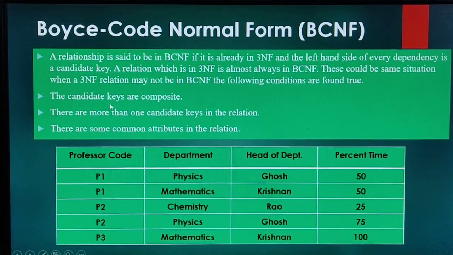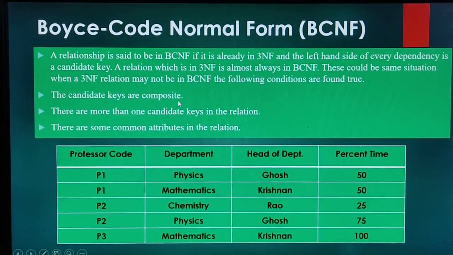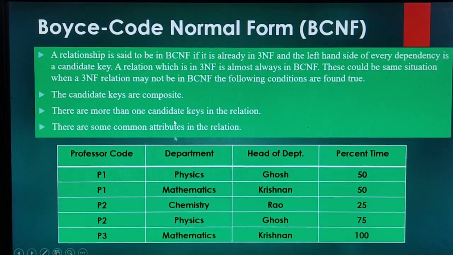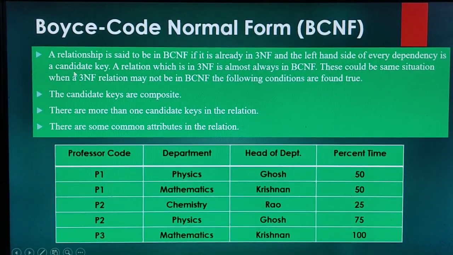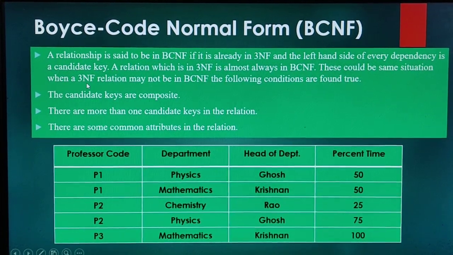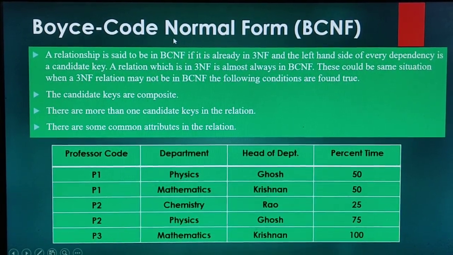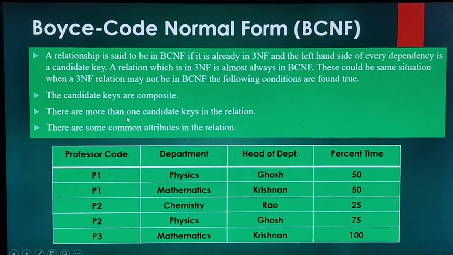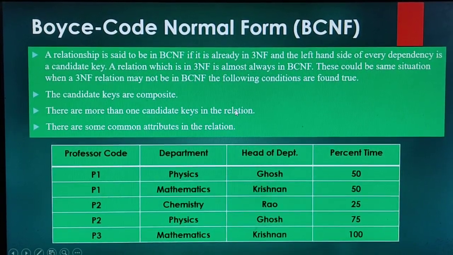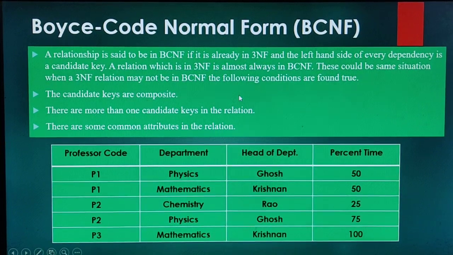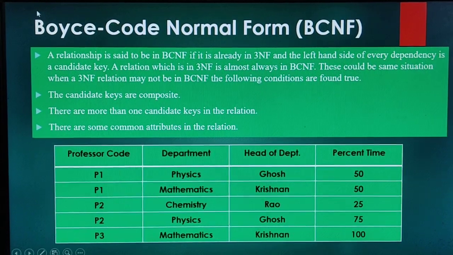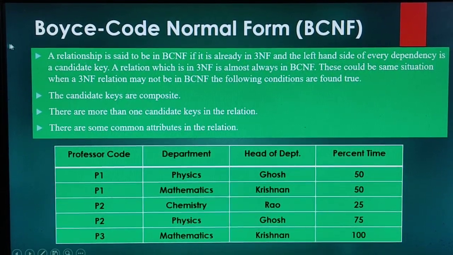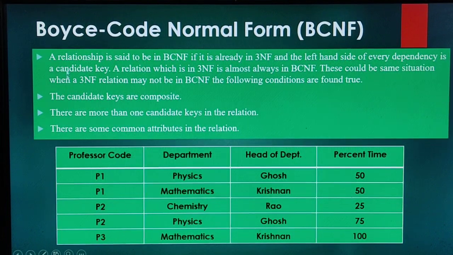First, the candidate keys are composite. If we have composite candidate keys, then these situations may arise. That means a relation which satisfies 3NF must move to BCNF. Or there is more than one candidate key in the relation. If a relation has more than one candidate key, then though it satisfies 3NF, it must move to BCNF.